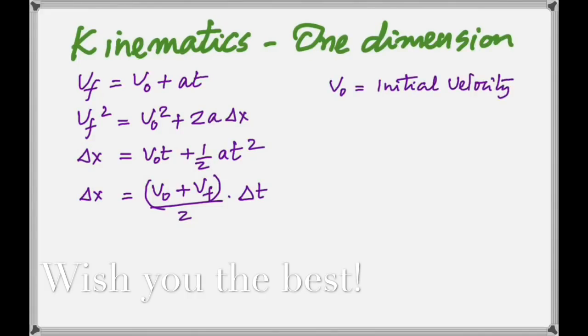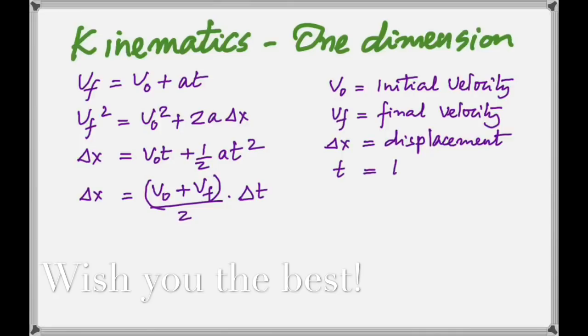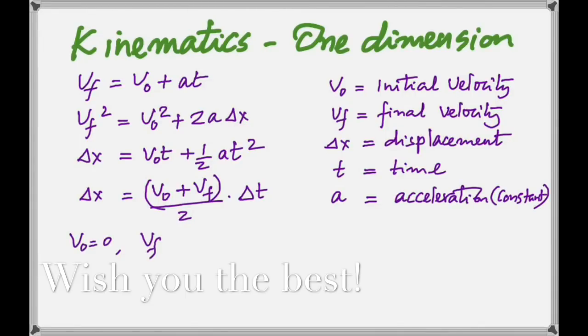Here's what they stand for. Initial velocity, final velocity, displacement, time, and acceleration. And I told you that the acceleration needs to be constant. So take this as an example and try to work this out.